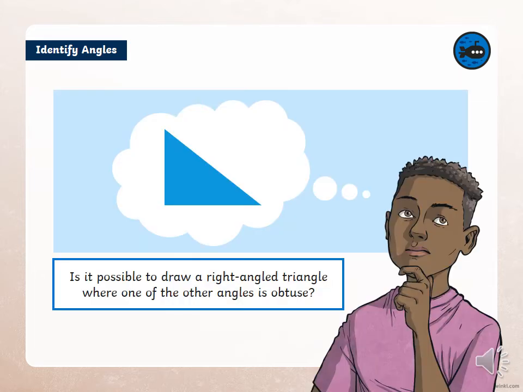Okay, it is possible to draw a right-angled triangle where one of the other angles is obtuse. So what I want you to do is pause the video, try to draw a few triangles on your piece of paper and see if this statement is true or not. Try to draw as many triangles as you can. Remember, some of you do know that there is more than one type of triangle. Okay, so have a go. Let's see if you can work it out. Pause the video for a few minutes and just have a go.